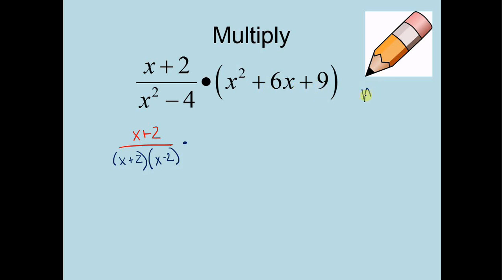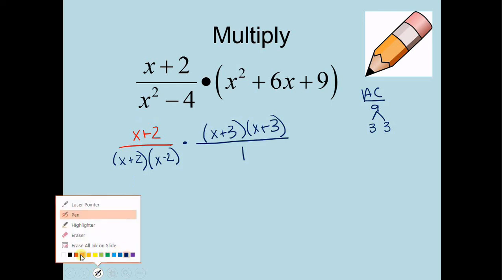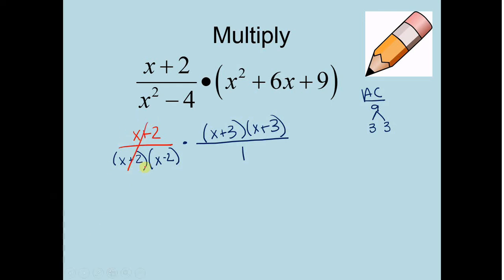So my AC is 9. That gives me 3 and 3, right? To give me 6. So I can make this x plus 3 once I do my box. If you don't need to do the box, by all means, don't. Since there's nothing on the bottom, I can just make that a 1. So now, let's cancel some stuff off. These two can be gone. X plus 2 and x plus 2.